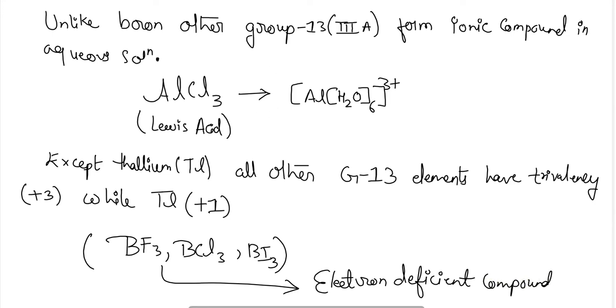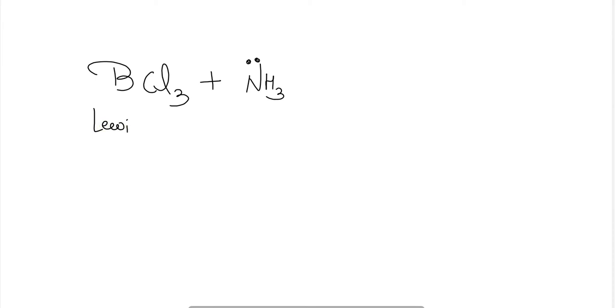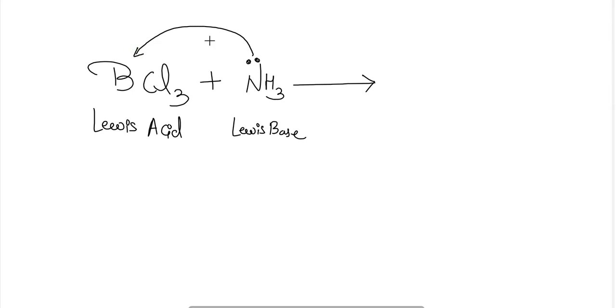Due to this reason, if I take an example of a boron compound, that is BCl3, it will behave as a Lewis acid. Here I am using ammonia for the reaction between boron chloride and ammonia. So what will happen here? The lone pair of electrons will be donated to the boron.